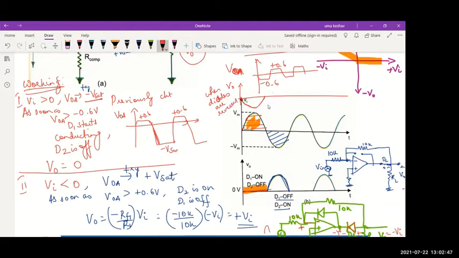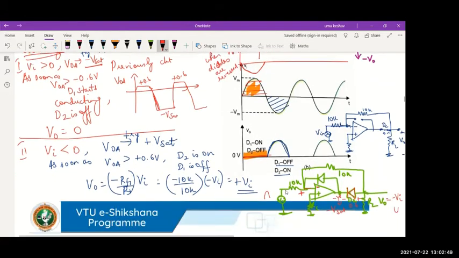And what happens next? So when this diode is on, this will be off. For the next condition, when I give a negative input, when input becomes less than 0, I have a negative input, this becomes positive, it moves towards plus Vsat, which means this diode will be off, this diode will be on.